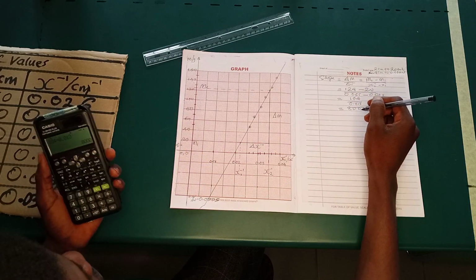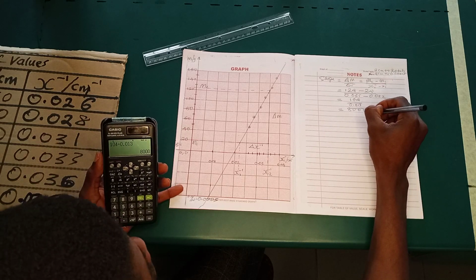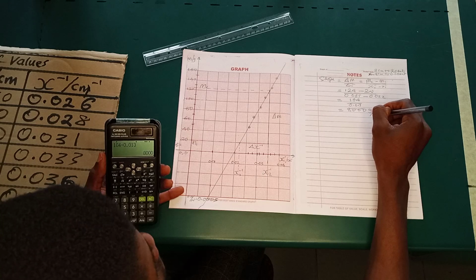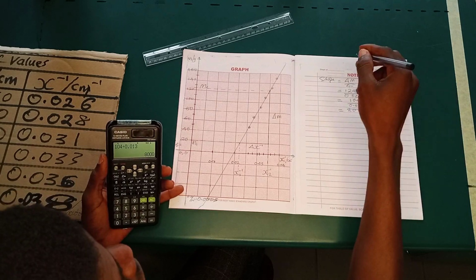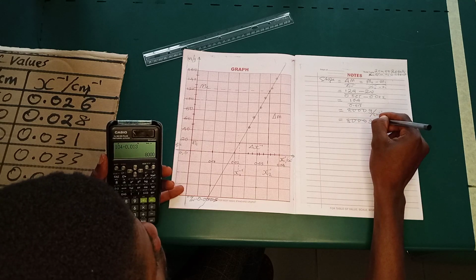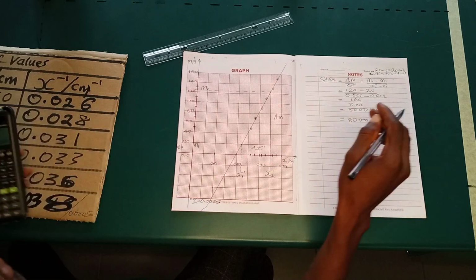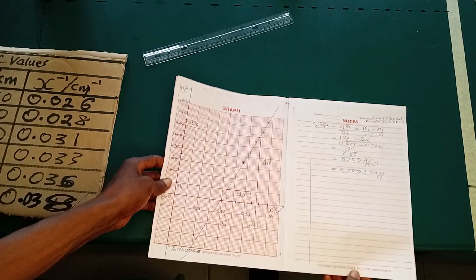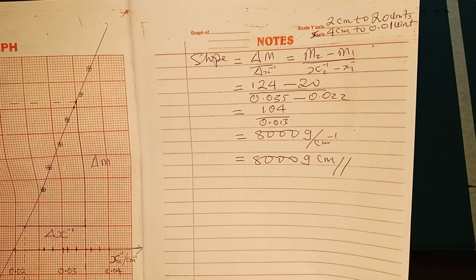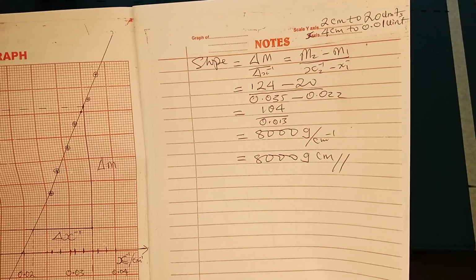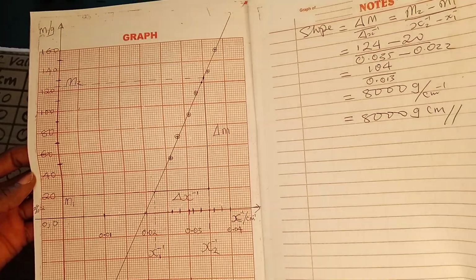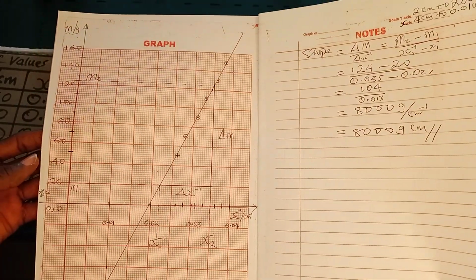We have 8,000 as our slope. The unit is gram divided by cm inverse. If you take it up, you're going to have 8,000 gram cm. So this is your slope. So that is supposed to be calculated, exactly what you see me doing here. So you can screenshot this, your graph.